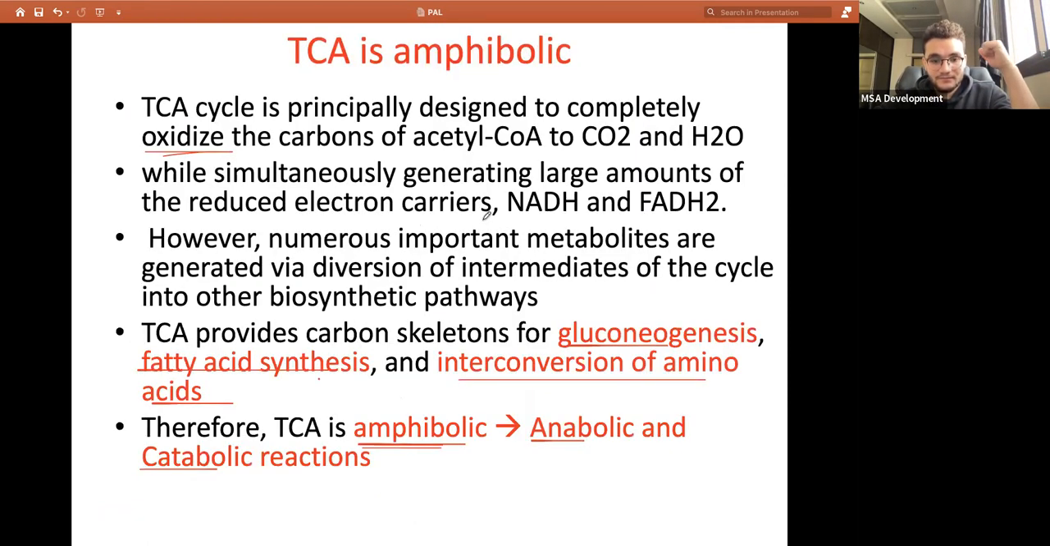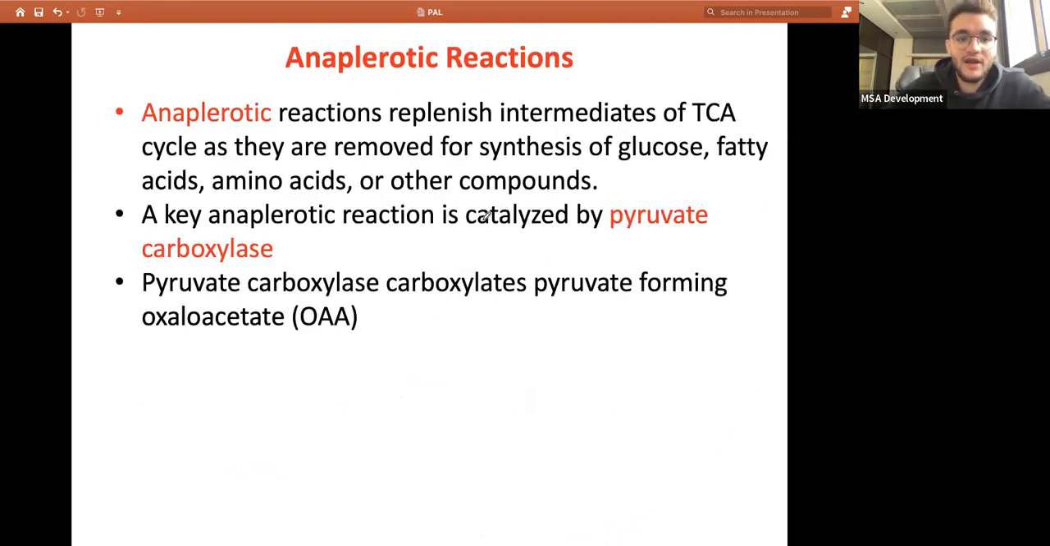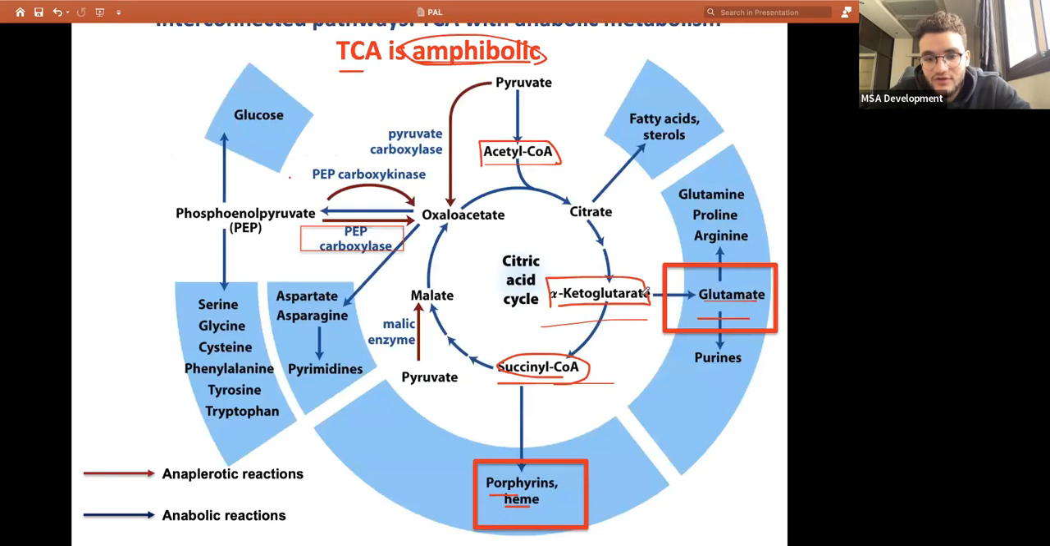Okay. So remember when I said it can be used for glutamate, for gluconeogenesis or formation of glucose. It can be used for a lot of things, right? For example, porphyrins and heme. Now, we do have some reactions because you're losing things. You're losing malate, succinyl-CoA, alpha-ketoglutarate, oxaloacetate. So we have some reactions that maintain the levels of these. You want to maintain the level of oxaloacetate, for example. You're using it for gluconeogenesis in the next lecture, but you want to maintain the levels of that.